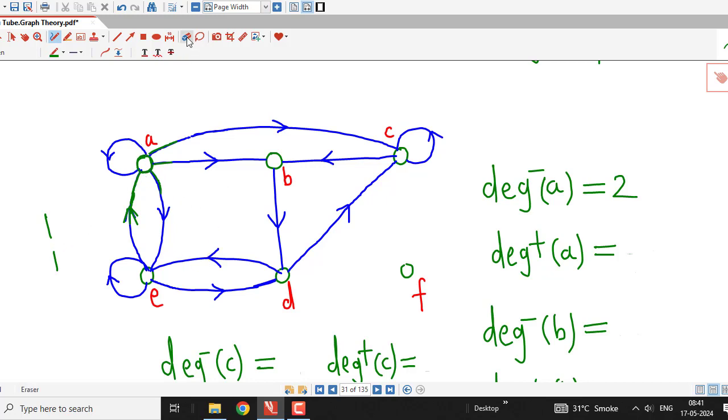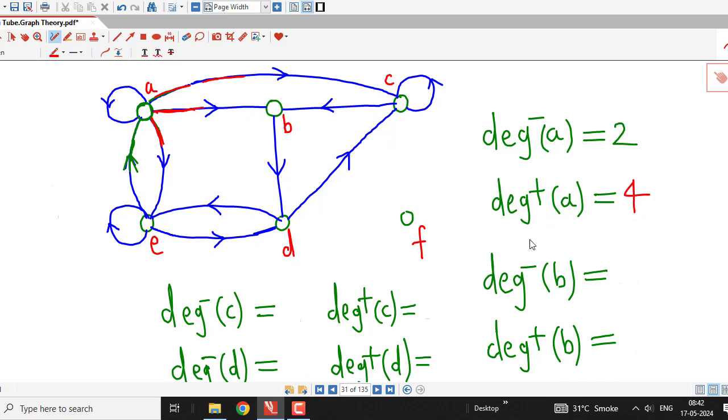For out degree, we have to determine the edges which are going out of A. So this is one edge which is going out of A, this is another edge going out of A, 1, 2, then 3, and loop also contributes, so we write 4 here. The number of edges going out of A are 1, 2, 3 and 1 loop, that is 4.